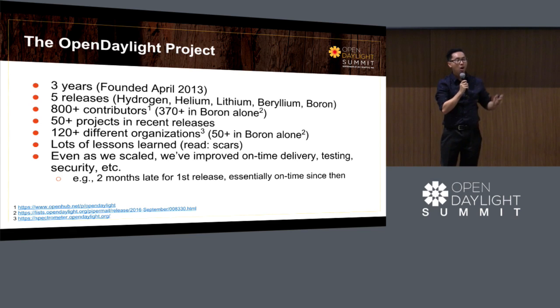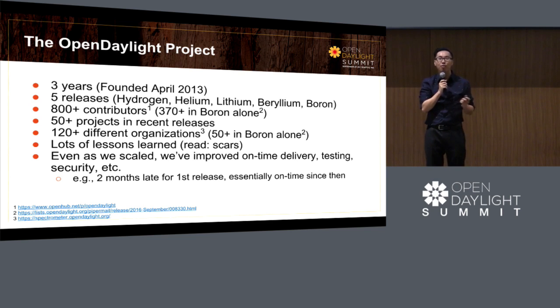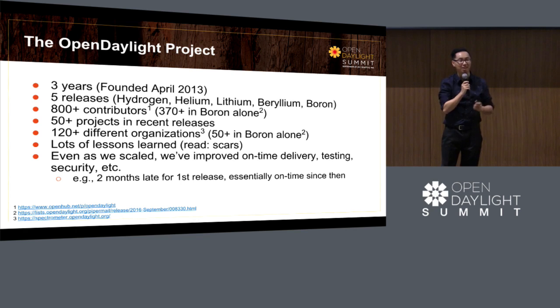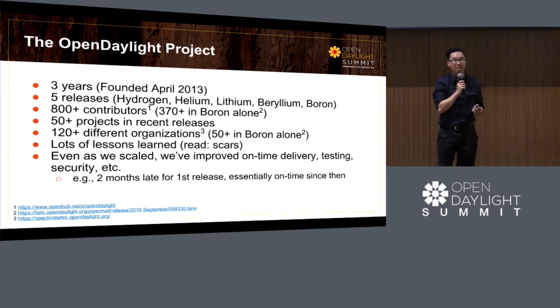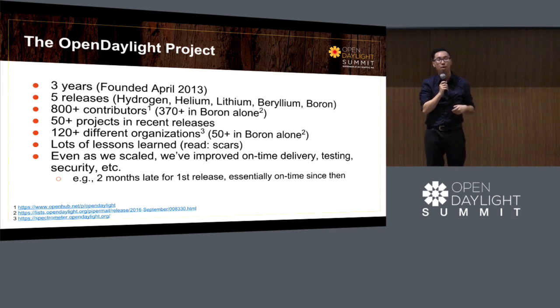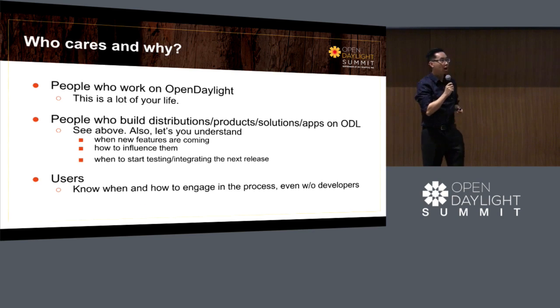And through it all, we're able to deliver roughly on time, give or take. But not always. In the beginning, we were actually about 2 months late. And somehow we've been able to shrink that down. And that comes from a tremendous amount of lessons learned, read battle scars, and continuous evolution and refinement to our process.